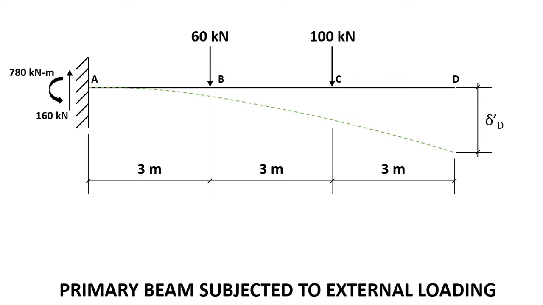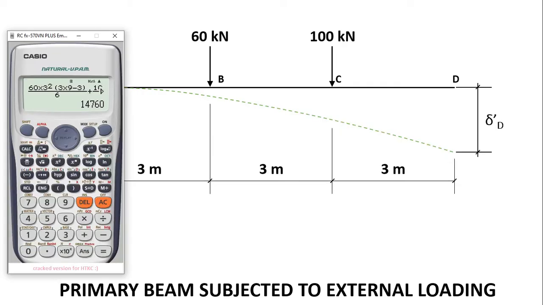So the deflection at the free end is equal to what? PA squared times (3L minus A) over 6EI, where A is the distance from the support. So gagamitin natin dito is negative kasi nasa ilalim siya ng original na position niya. So meron tayong calculator dito, kunin natin yung value. So we have 60 times 3 squared times (3 times 9 minus 3) over 6.